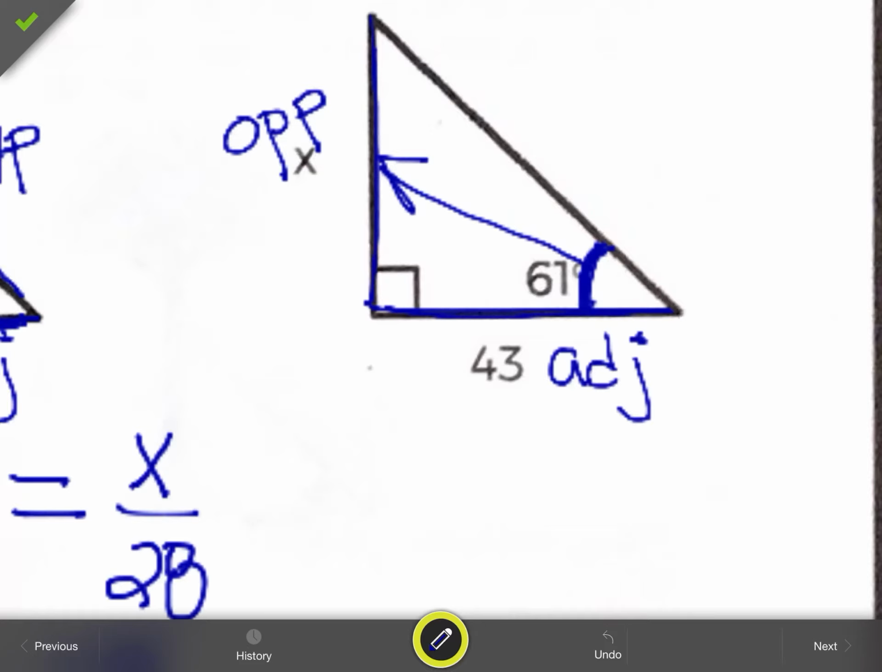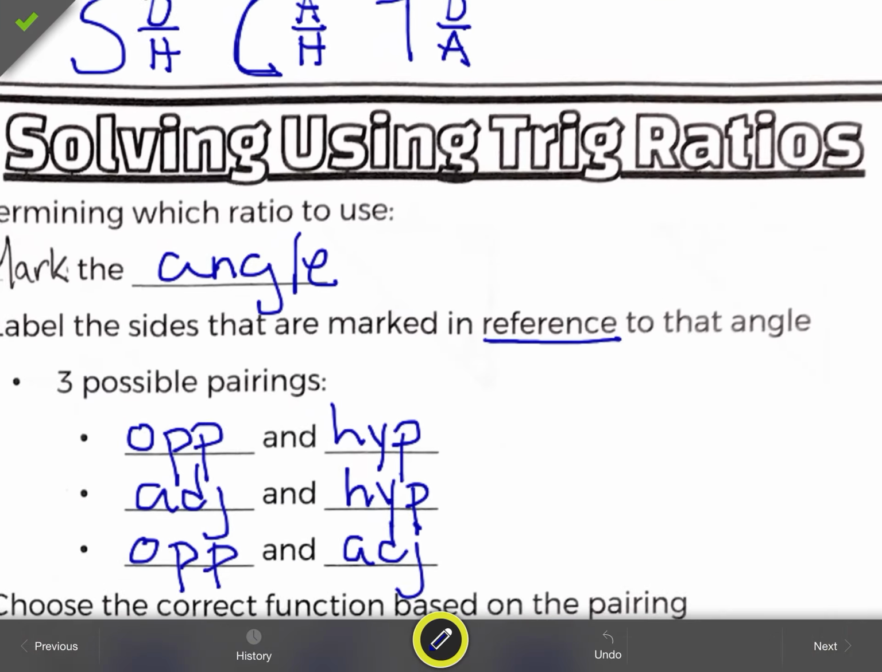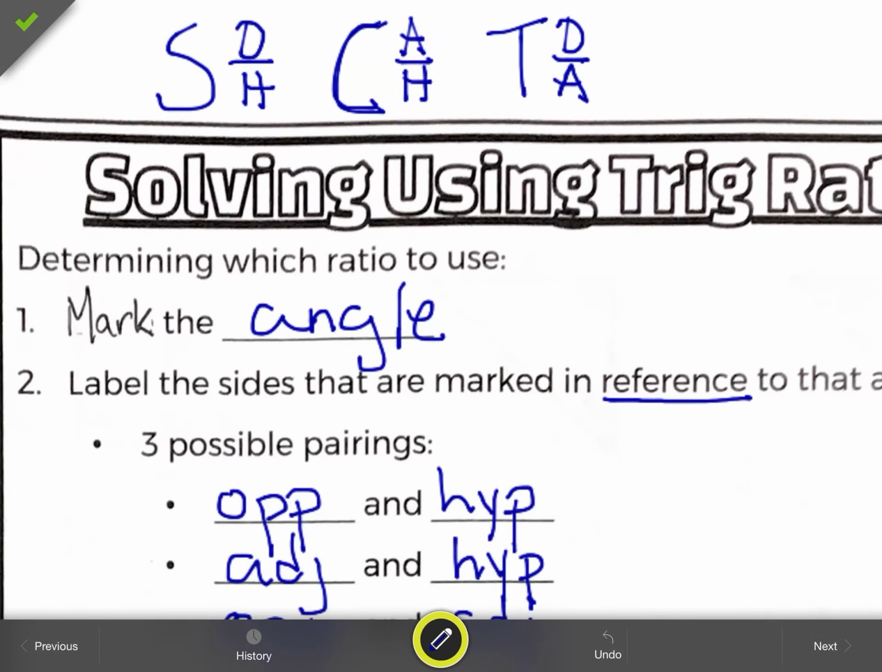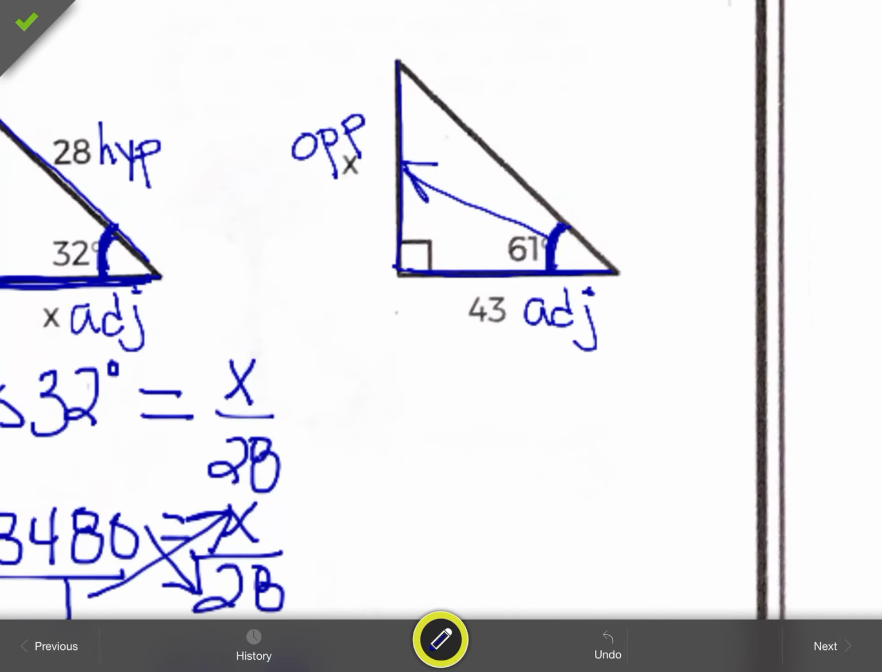So I have adjacent and I have opposite. So now I've got to decide which trig function has those two pieces. And again, if you haven't, you do need to memorize this, but if you have not, here's our little mnemonic, SOHCAHTOA. Which one has adjacent and opposite? A and O. Yep, good. I'm just rewriting that because the O looked like a D. Tangent has both of those pieces. So the trig ratio that I want to use is tangent.